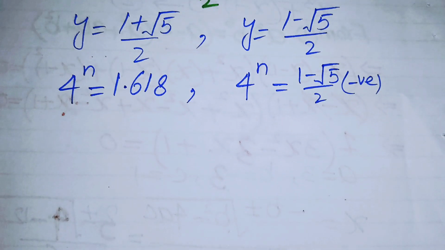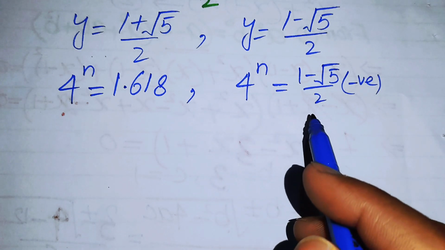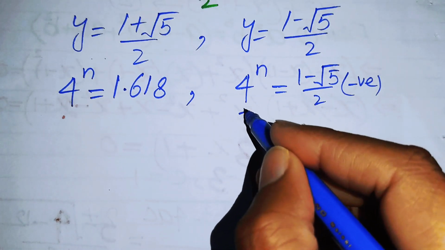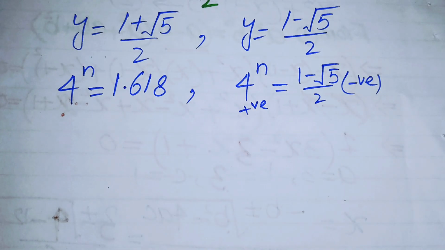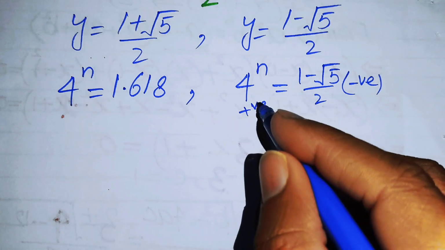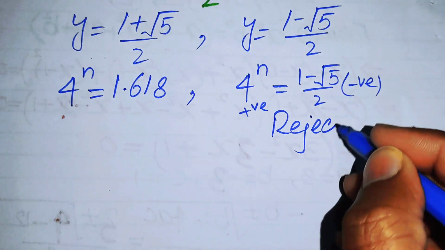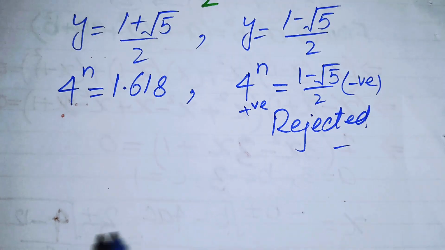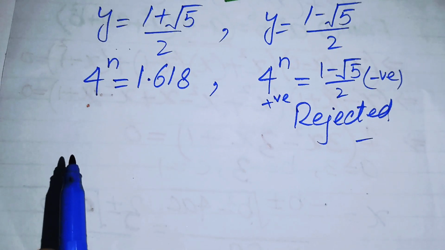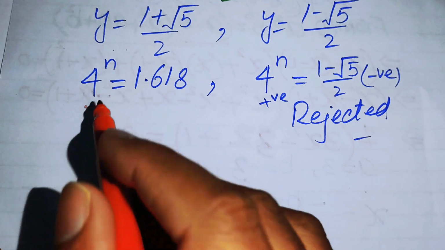Here you should remember that an exponential function cannot equal a negative value, because it is always positive. So it is not possible for an exponential function to equal a negative value. So we reject this case, and we proceed with this case only. In this case we use the natural logarithm in order to find the value of n.